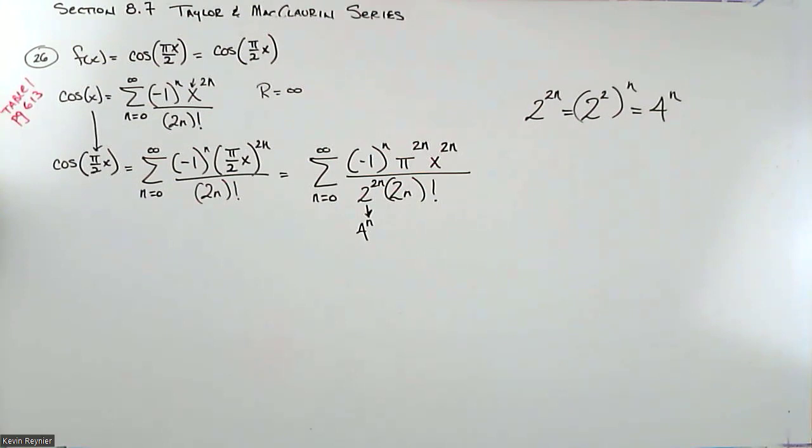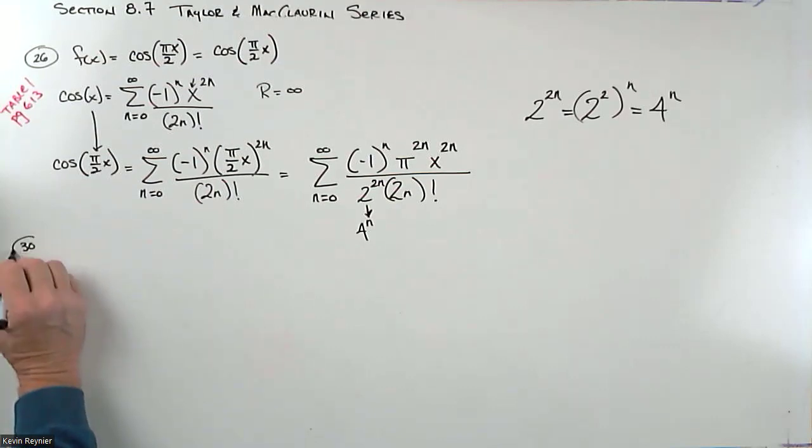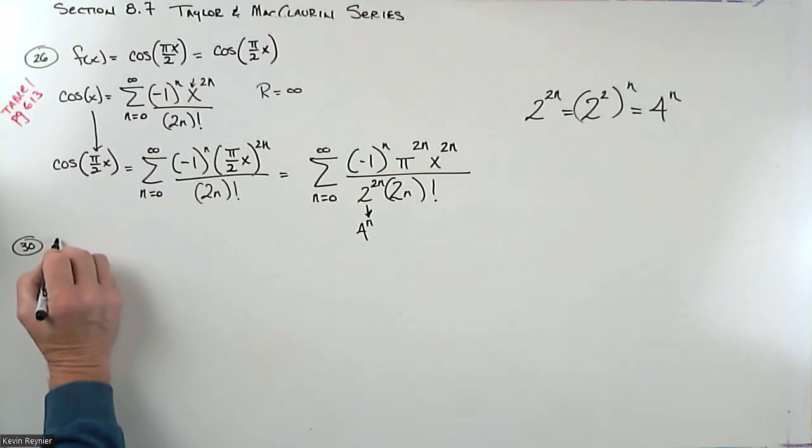I don't want that to be the reason you don't understand the problem. All right, so that's 26, and we're done. Right, that's it, we're done. 30, we'll do another one of these because these are kind of fun. 30, the same set of instructions, right? Same set of instructions.